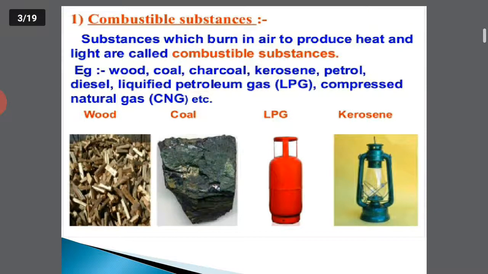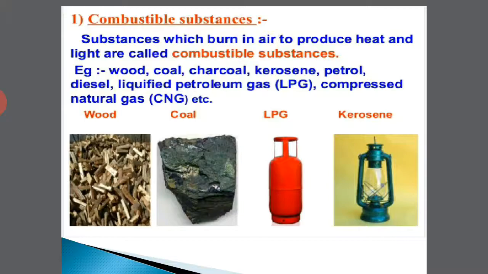Let's start. Combustible substances. Substances which burn in air to produce heat and light are called combustible substances. Okay, example: wood, coal, charcoal, kerosene, petrol, diesel, LPG, liquefied petroleum gas, CNG, compressed natural gas. I hope you all know the full form of LPG and CNG now. It is liquefied petroleum gas and compressed natural gas. Okay. CNG is also known as the clean fuel.